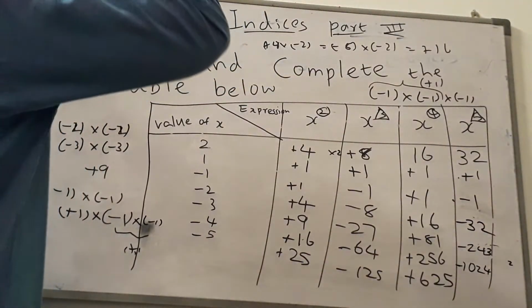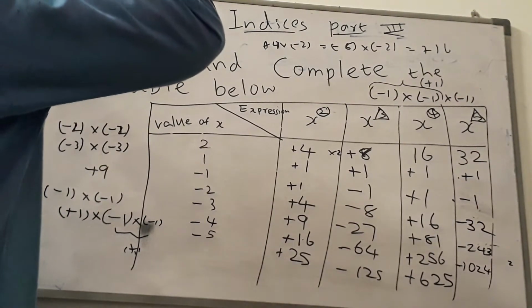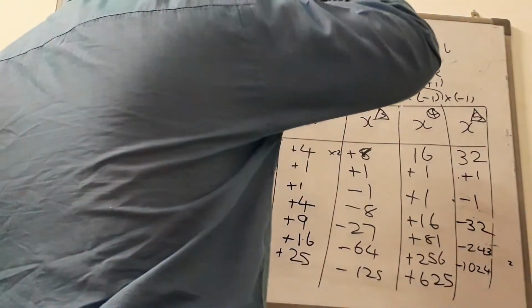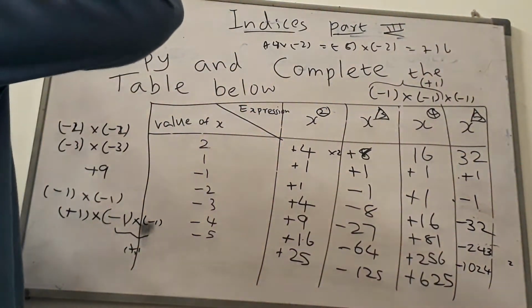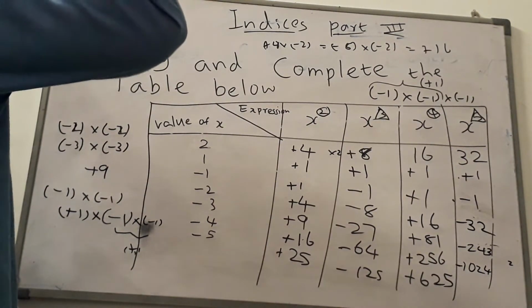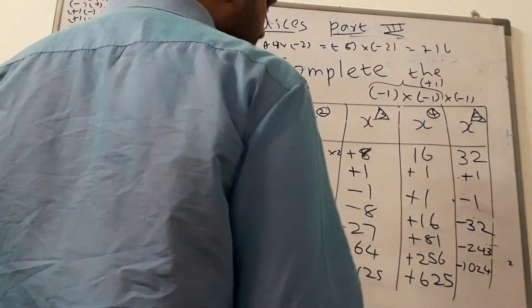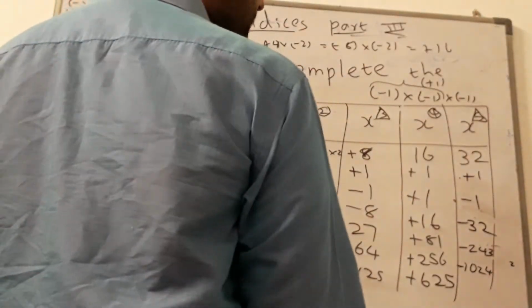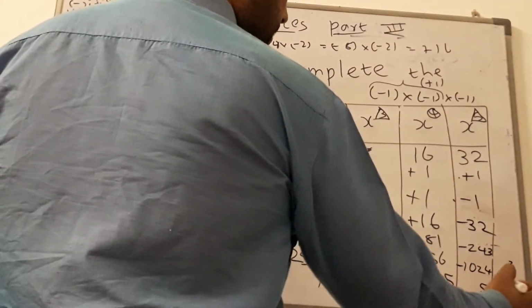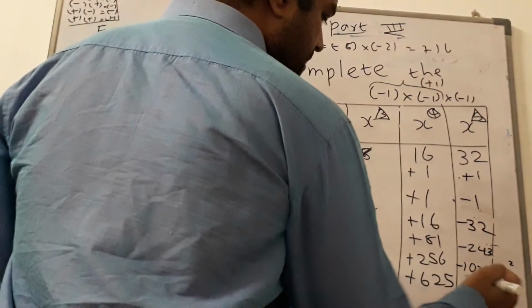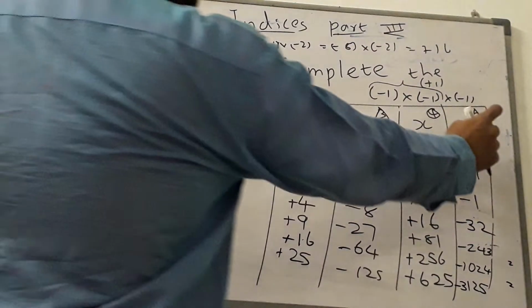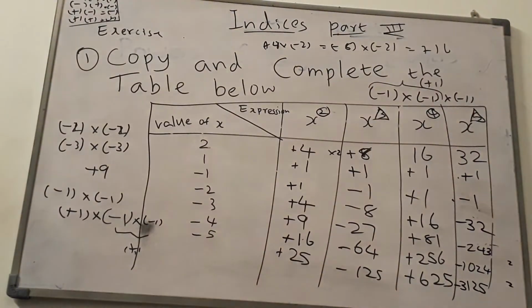Why? The index is odd. So for powers of minus values, if the powers are odd, the value should be minus. If the powers are even, the values of powers of minus values will be positive. Then 5's. 625 times 5 means what? 5 times 5, 25, 2 is there, 5 times 2, 10 and 2, 12, 1 is there, 5 times 6, 30 and 1, 31. There is also minus. Why? The index is an odd number, which is 5.